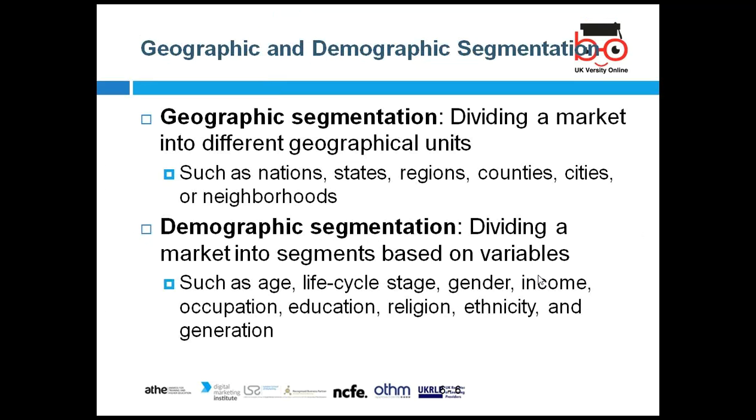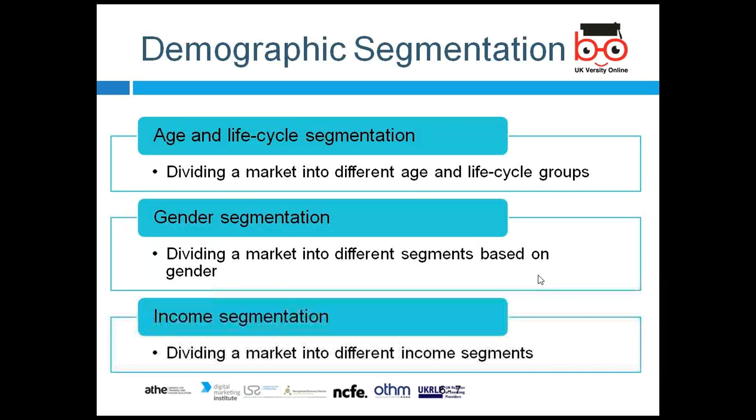So we'll discuss geographic segmentation, dividing a market into different geographical units, such as nations and states. Think about the European market, the Asian market, and different regions within them as well. Demographic segmentation, dividing the market into segments based on variables such as age, life cycle, religion, ethnicity, as mentioned earlier. So dividing the market by age and life cycle.